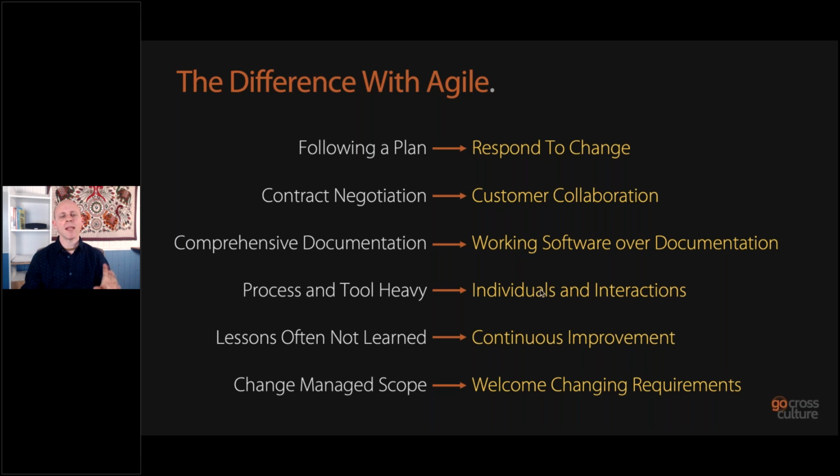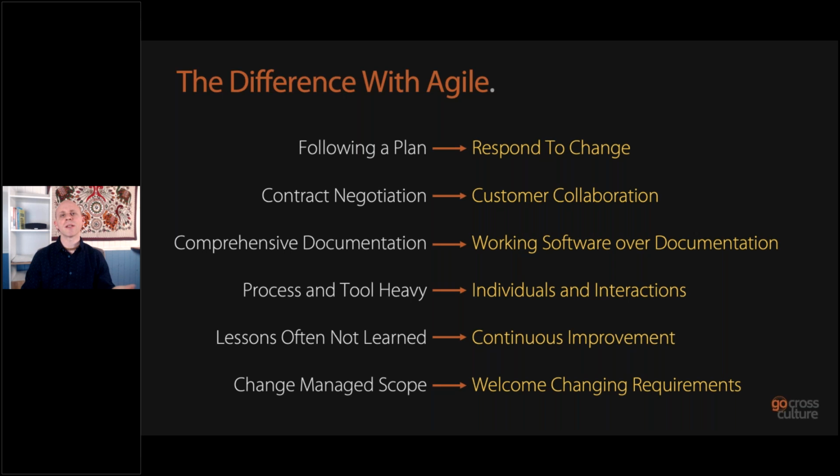The second to last is that lessons are often not learnt. In Agile, it's more about continuous improvement. Built into the Agile processes is constant reflection, what they call retrospecting, where you look back after a short period of time and say, how did we do? How can we improve? So you're continually refining and improving yourselves.